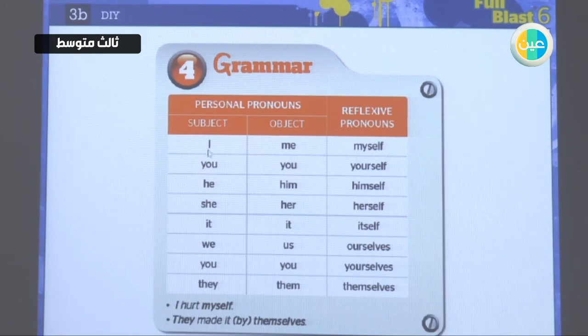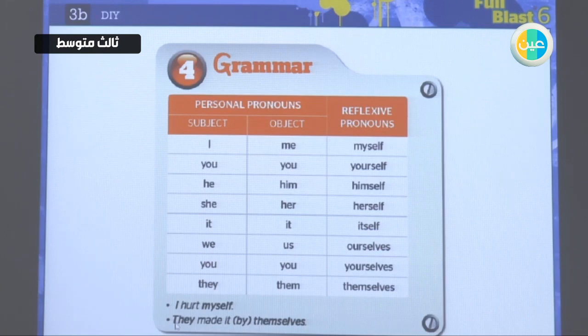Now, let's read it together. We have I, myself; you, yourself; he, himself; she, herself; it, itself; we, ourselves; you, yourselves; they, themselves. Now, let's look at the sentences here below. I hurt myself. So the subject is I. The object of the verb is the same as the subject. That's why we used the reflexive pronoun myself.